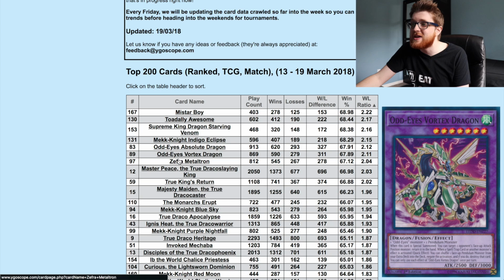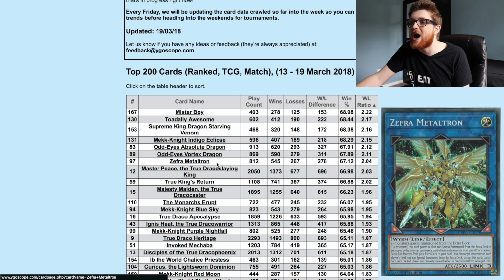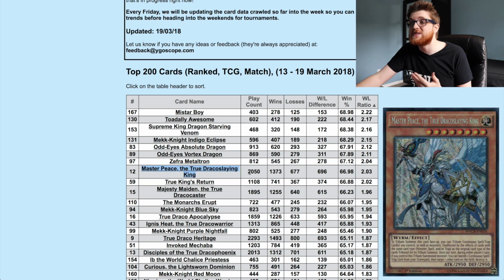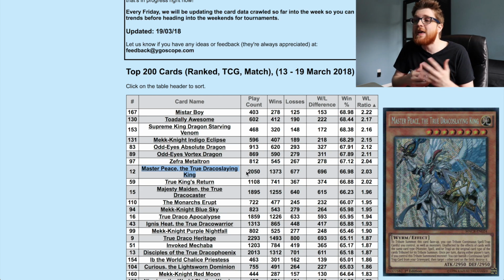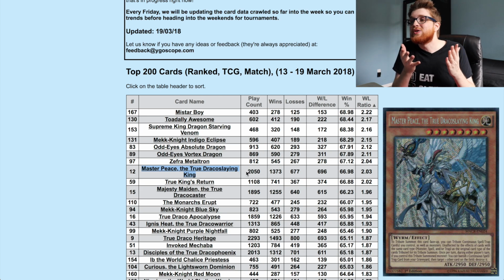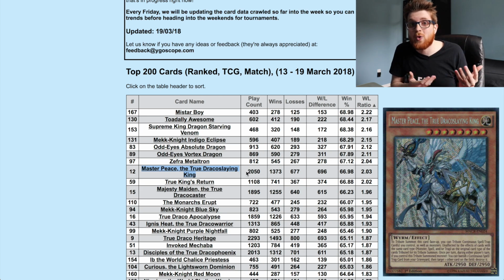Then as you keep going down the list, you've got Zephyr Metaltron, which obviously is part of that combo, so it makes sense that it's up there as well. And then you get to some of the True Draco cards. Masterpiece, for instance, has been played over 2,000 times, and that makes sense because Masterpiece is the card that essentially wins Draco its games, just because it's one of the most oppressive cards ever.